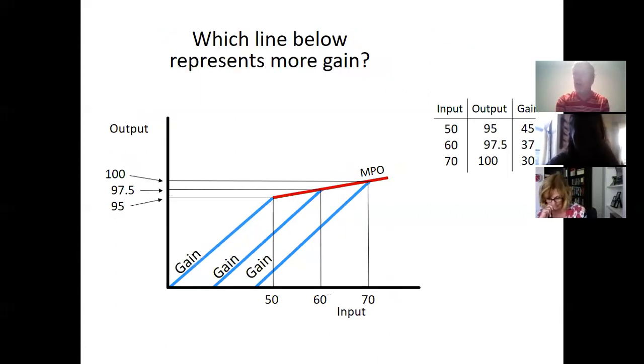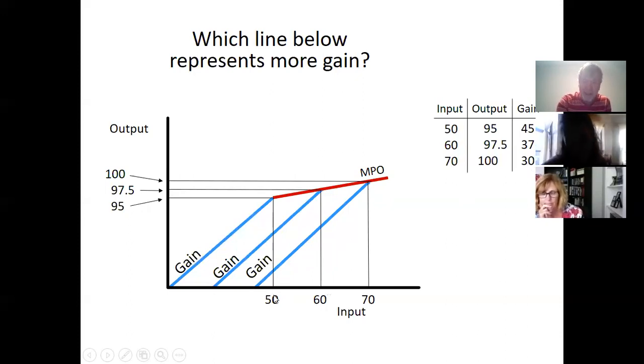Let's look at another example. Here's another input-output function, and you're looking at adjustments. Which gain line represents the most? Well, 50 in happened to be 95 out. What's the gain? 45. Right. 70 in was 100 out. What's the gain? 30. Okay, what's the compression ratio in this case?